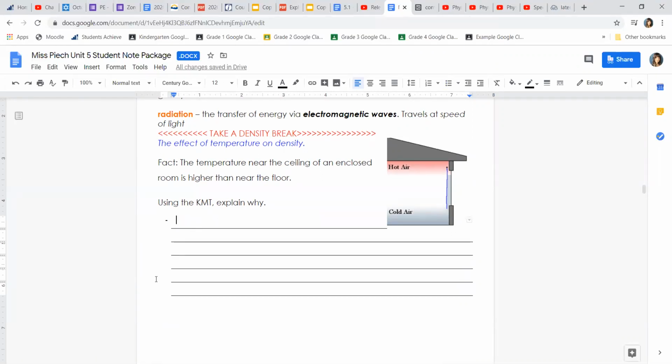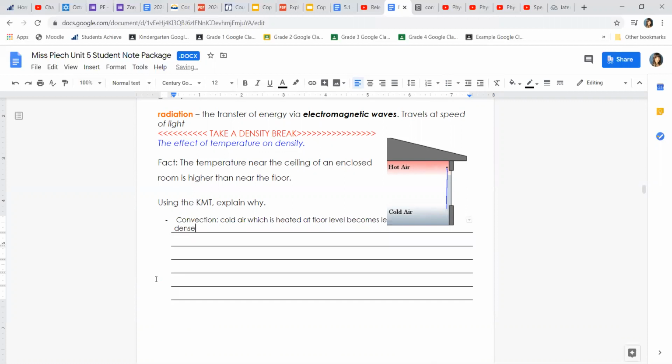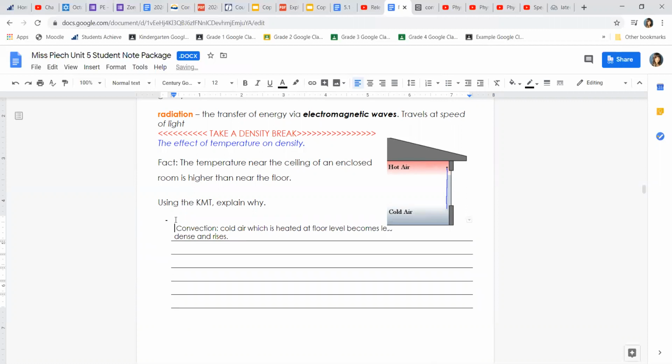So using the kinetic molecular theory, we know that with convection, cold air which is heated at floor level becomes less dense and rises. Oh, fantastic. You can't read all of that. Let's see if I can make this work. There we go. Oh, technology, gotta love it. Okay, so yes, the cold air that's heated at floor level becomes less dense and it rises.